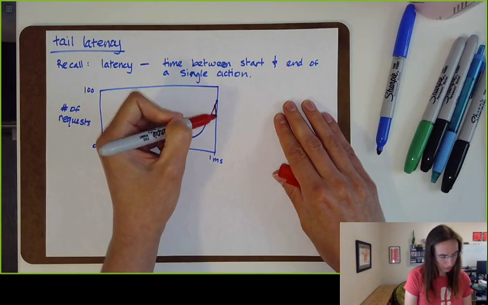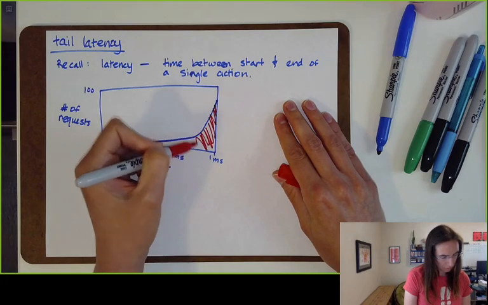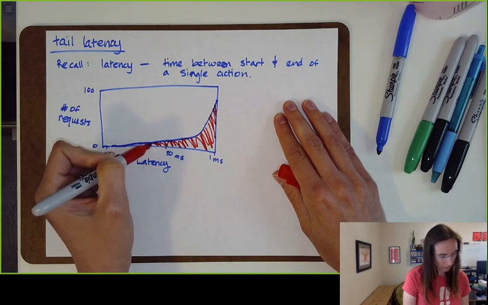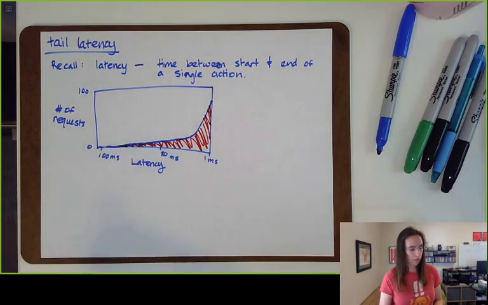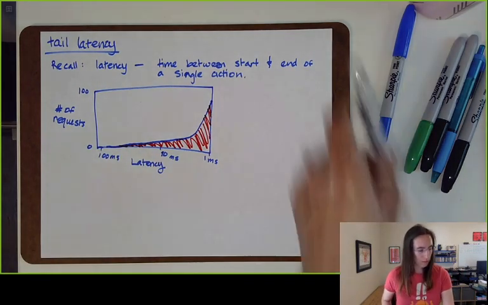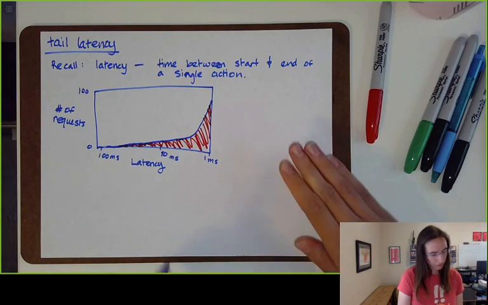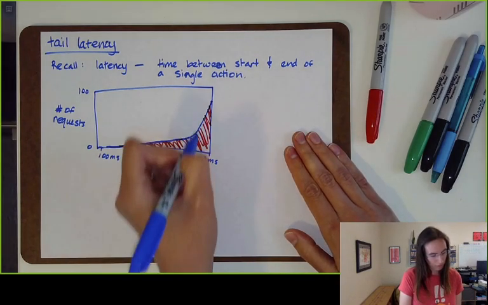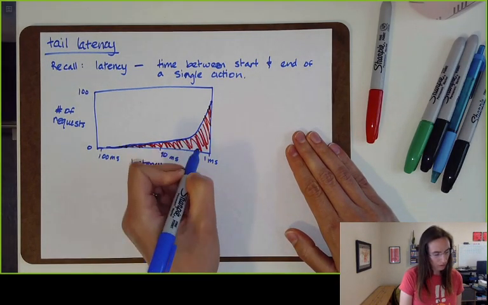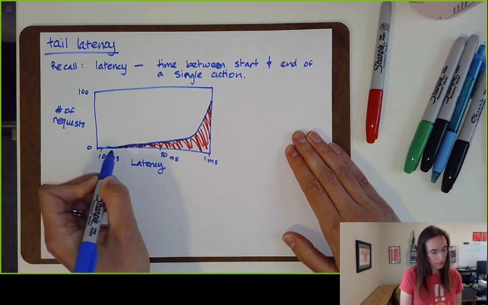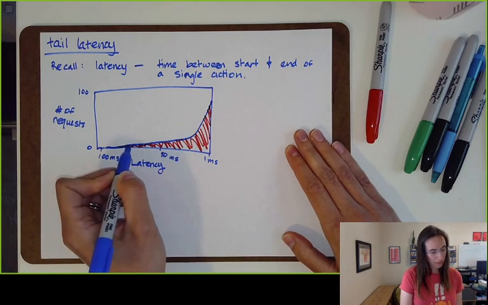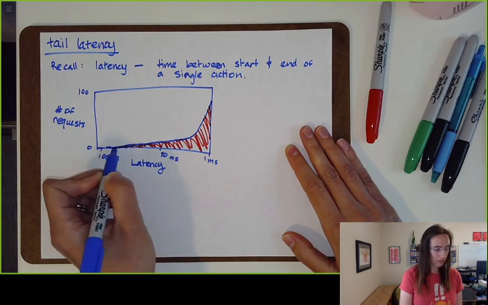The shape of this curve might not be entirely accurate or to scale, but you might have something that's shaped a lot like this, right? Where the great majority of your requests are getting served very quickly. And then you have this long tail of not very many requests, but those requests take a really long time.